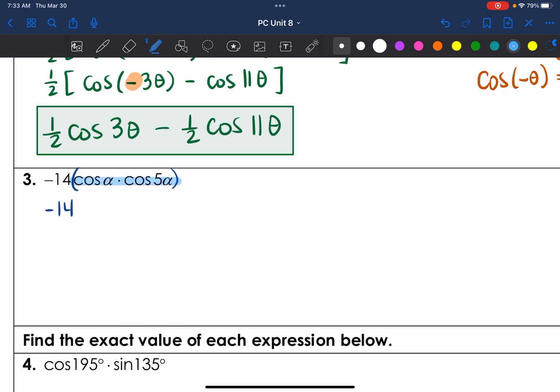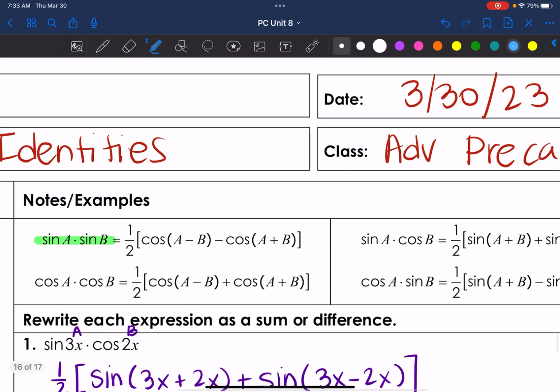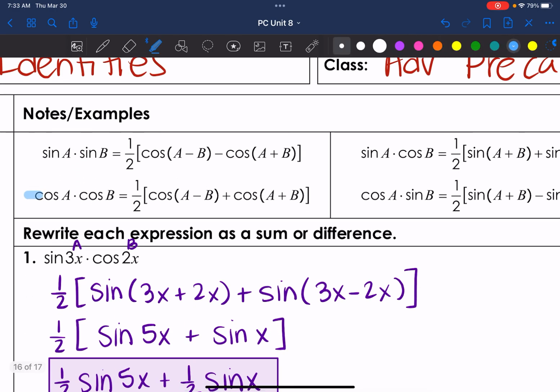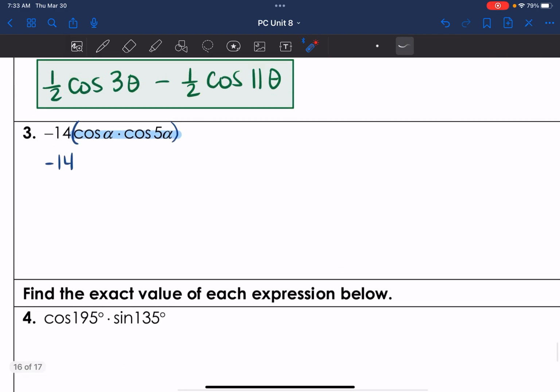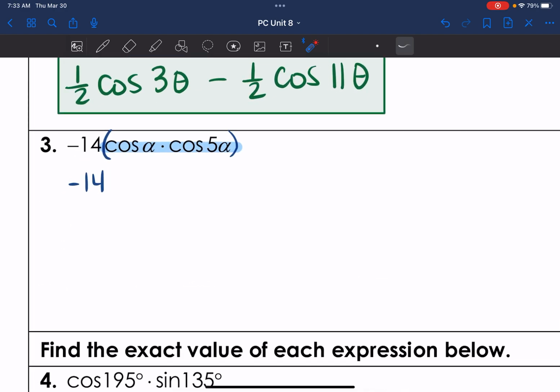But this cosine alpha times another cosine, when I look at my patterns, let's erase this one. It's now the second one, cosine A times cosine B. So this is the pattern we're going to follow. Really similar to the one above. Like if I'm looking, it's almost exactly the same. The only difference I see is this plus minus here. So like we did before, we're going to put times, because whenever we have negative 14 just in front of something, that means times. We're going to fill in that pattern.